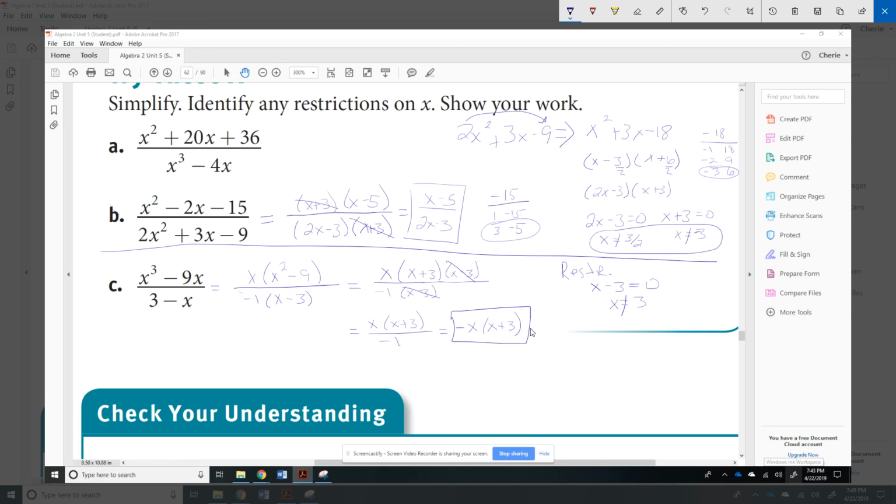And it still has this restriction, x can't be 3. Even though that one canceled out, it is still going to be a restriction that we have. Again, you'll understand again on another day. Okay, I hope that helps.